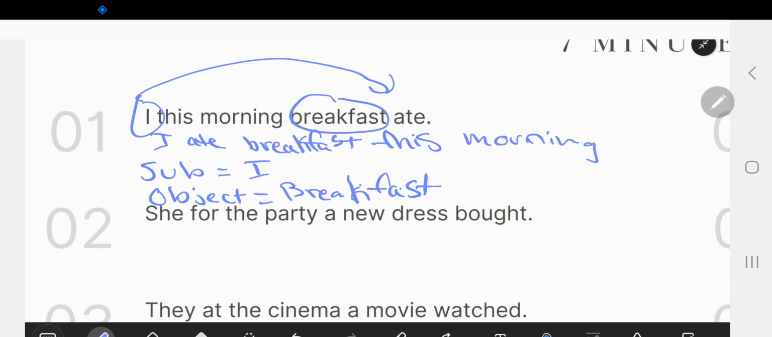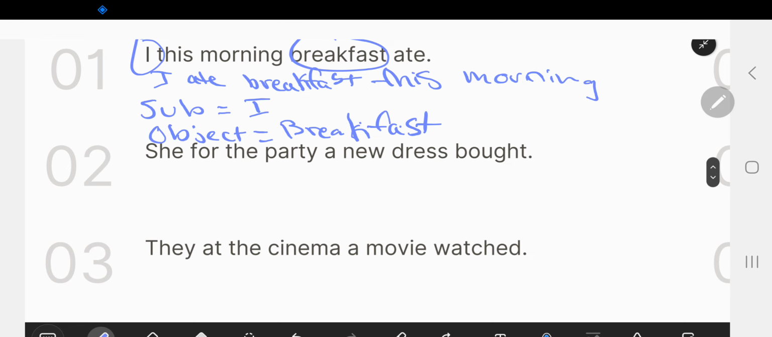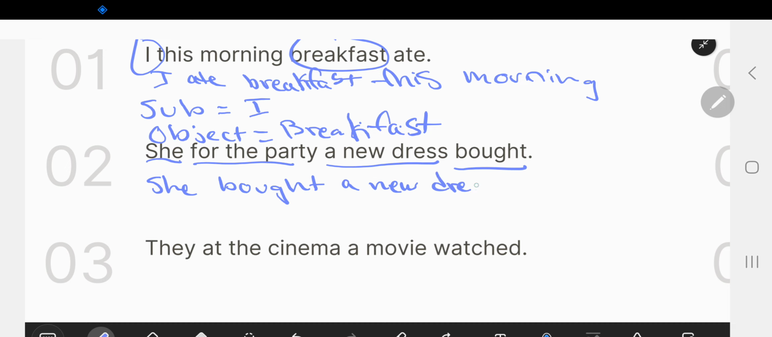Yes. So that is what you do. And I'll do the second one for you just in case. So she, for the party, a new dress, bought. And how do we translate it? In plain English, it would be she bought a new dress for the party.